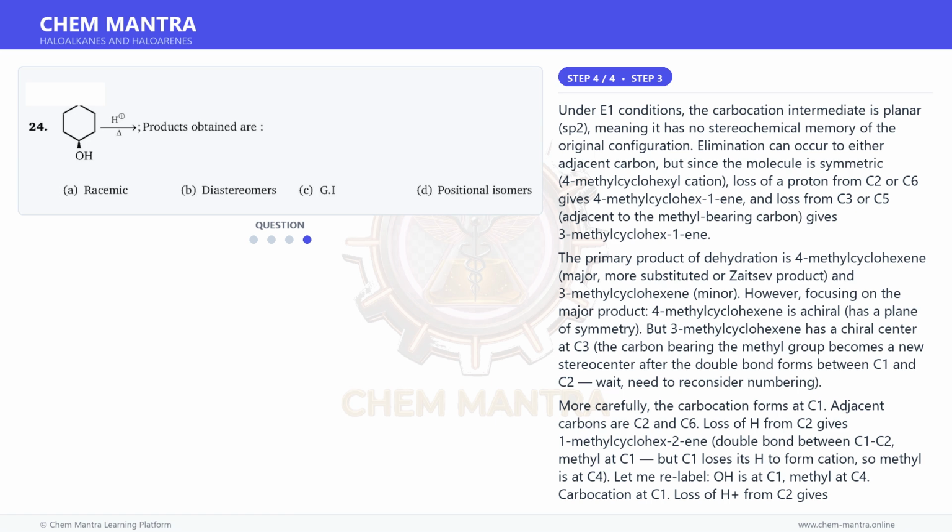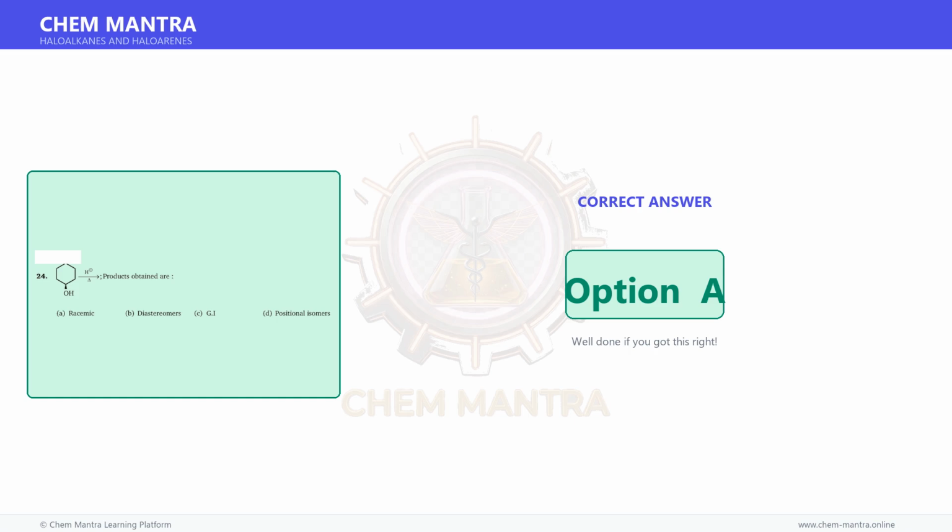D. Positional isomers. These would arise from different positions of the double bond, but the question focuses on the stereochemical nature of the products. Therefore, the correct answer is A. Therefore, the correct answer is option A.